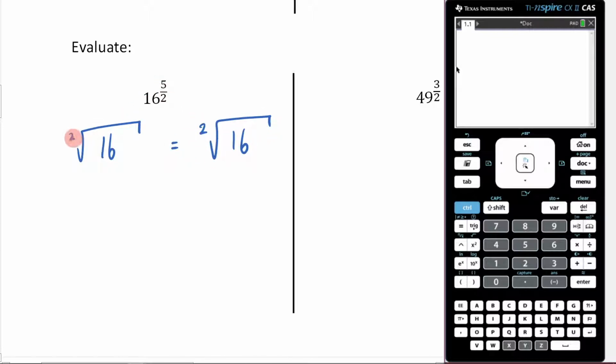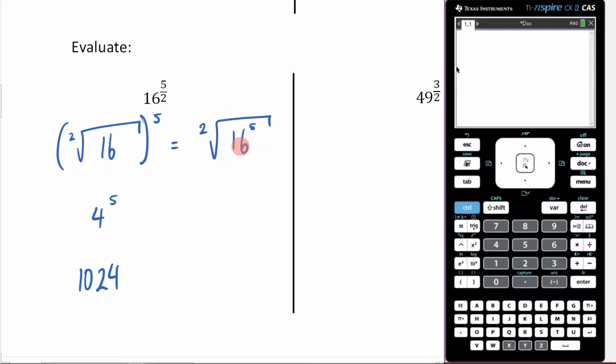Now, you could put this 5 so that the whole thing is being raised to the 5, or you could put it here. It doesn't matter where you put it, but there's a more common sense way to do this question. It makes more sense to do it this way, because this way is asking you, what's the square root of 16? Well, the square root of 16 is 4, because 4 times 4 is 16. And then you're raising 4 to 5. What's 4 raised to the 5? It's 1024.